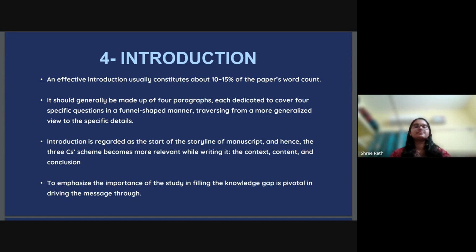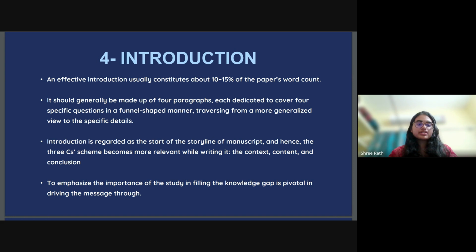Intro is again, if you remember the hourglass model, we want to go to the bigger aspect, like through the entire literature, we want to condense it down and narrow it down to our topic in consideration. So introduction usually constitutes about 10 to 15% of the paper's word count, and it should generally be made of 4 paragraphs, which I'll be stating in the next slide.